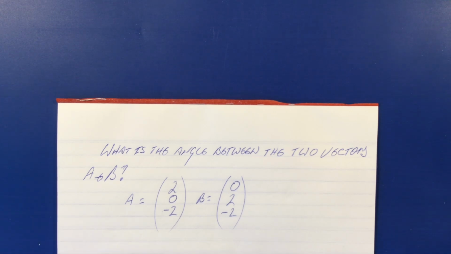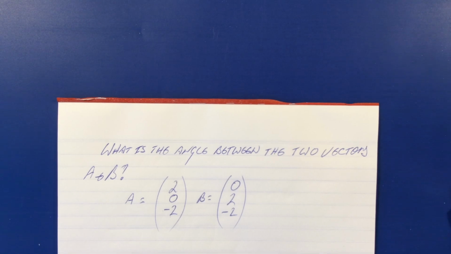An interesting problem today. What is the angle between the two vectors A and B? Now A and B are vectors in three dimensions. A is 2, 0, negative 2 and B is 0, 2, negative 2. How do we do this? Well, we use a formula.